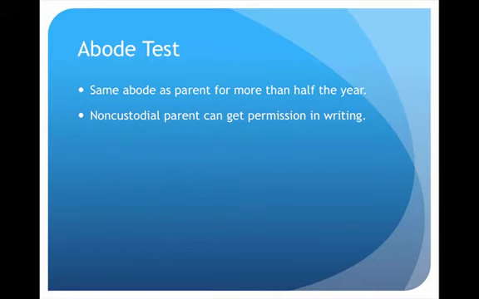The only way to really get out of that test would be in situations of a divorce. And in that case, usually the custodial parent would have the child living in the home for the majority of the year. And usually, even though the child might spend some time with the non-custodial parent, usually they're not with that parent for more than half the year. But a non-custodial parent could claim the child, but they would have to get written permission from the custodial parent. So that's the abode test.